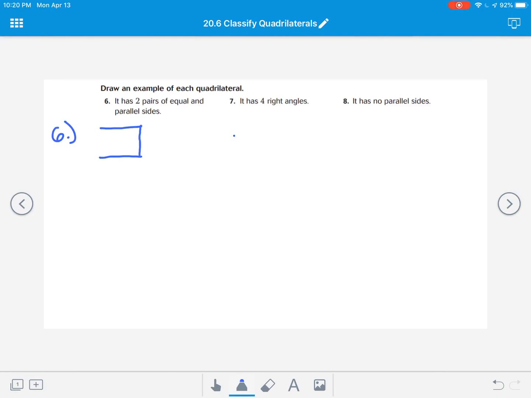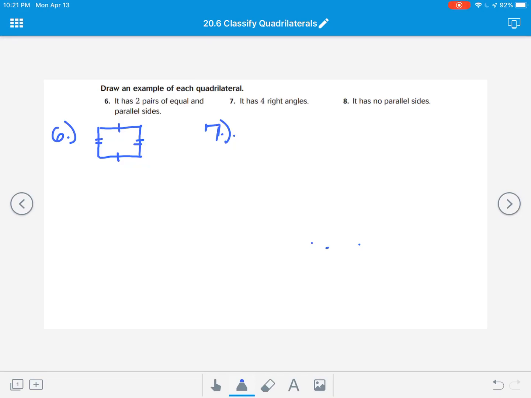And here's another set of parallel sides that are also equal. Now, it did not say that all 4 sides needed to be equal. It just said that it had 2 pairs that were equal and parallel. So you could draw a rectangle or you could draw a square. You could also draw a rhombus. It did not say that we needed right angles, so that is not important for this one.